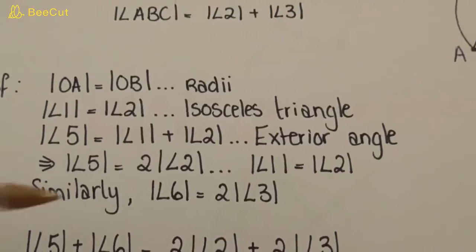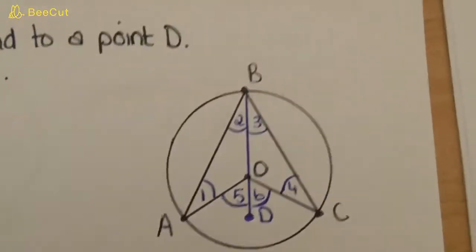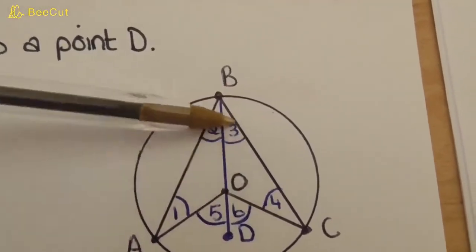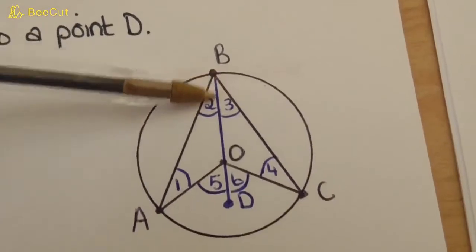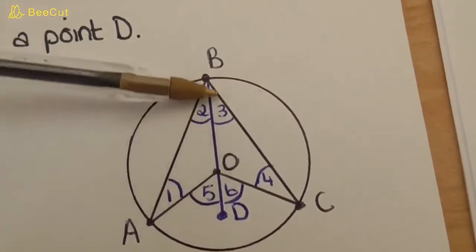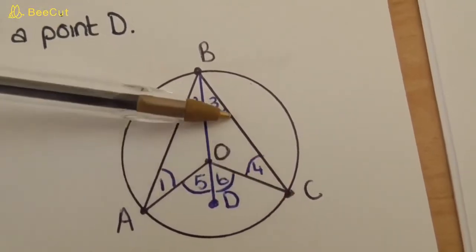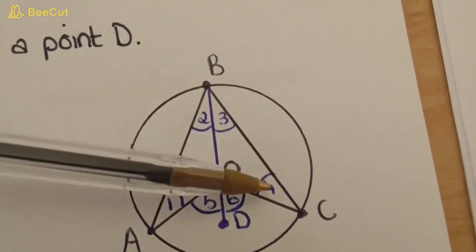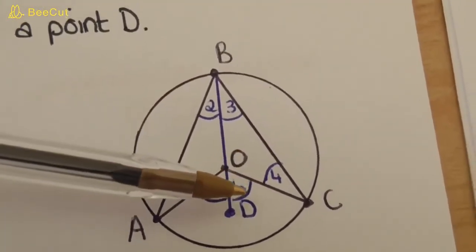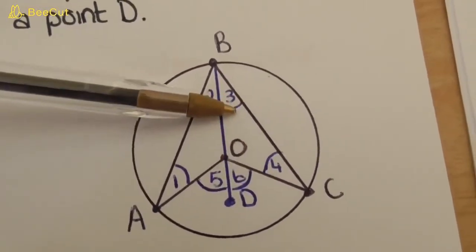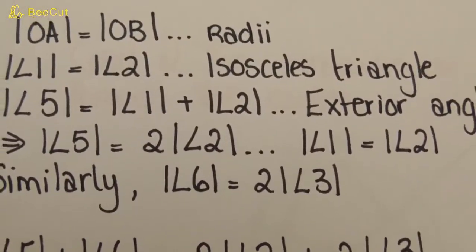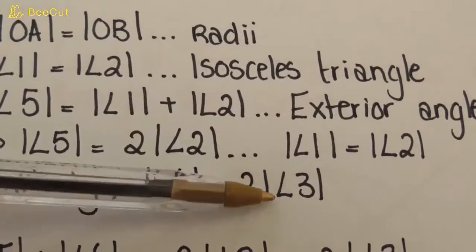Similarly, I could also state that angle 6 is equal to twice angle 3. So angle 6, there's the exterior angle, that is equal to angle 3 and angle 4, because they are two interior opposite angles. And isn't this triangle an isosceles as well? Because that's a radius, and that's a radius. So therefore angle 3 and 4 are equal. So if angle 6 is the same as angle 3 and angle 4, and angle 3 and 4 are the same angle, well, I can technically say angle 6 is the same as twice angle 3. Okay, so that's where this line is coming from. Similarly, angle 6 is equal to twice angle 3. And all your symbols are really, really important, angles, okay?